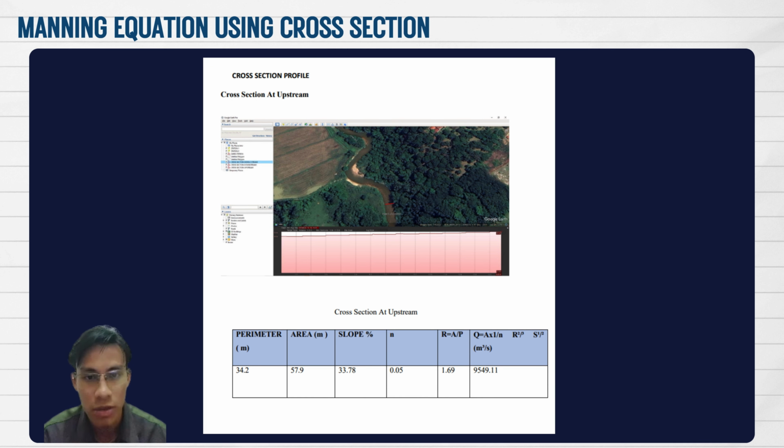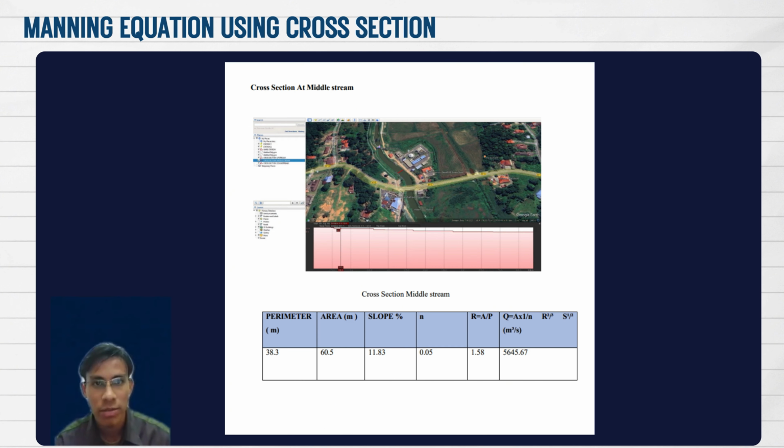Using Google Earth Pro, we can get the perimeter, area and the slope. For the upstream, the perimeter value I get is 34.2, the area 47.9, and the slope I get 33.78. I use the value of n 0.05, and the radius, which is area divided by the perimeter, I get the value 1.69 and the value of Q 9549.11.